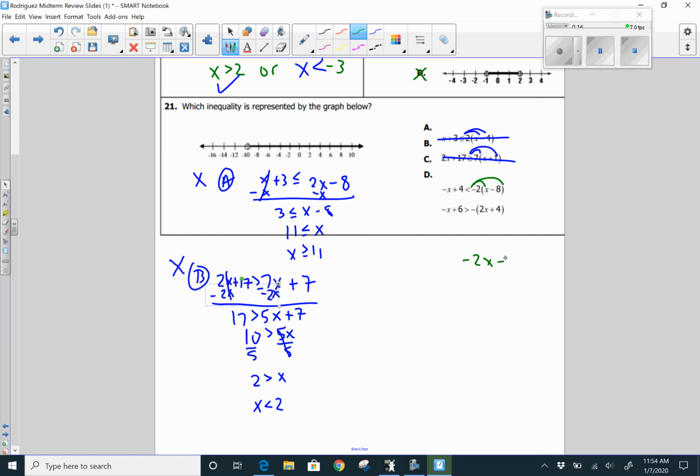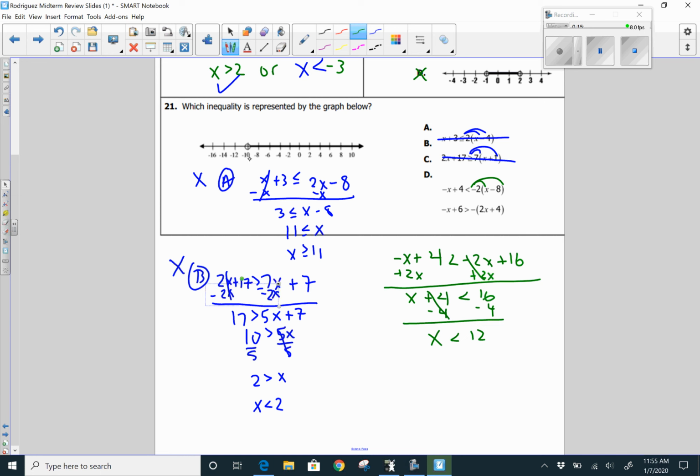Negative 2 times negative 8 is positive 16. Again, you could use your calculator. Everything on this side comes down. Negative x plus 4. So I want to try to get the x's to be a positive. So add 2x, add 2x. So this cancels out. X plus 4 is less than 16. Subtract 4 from both sides. Of course, it has to be the last one. So x is less than 12.